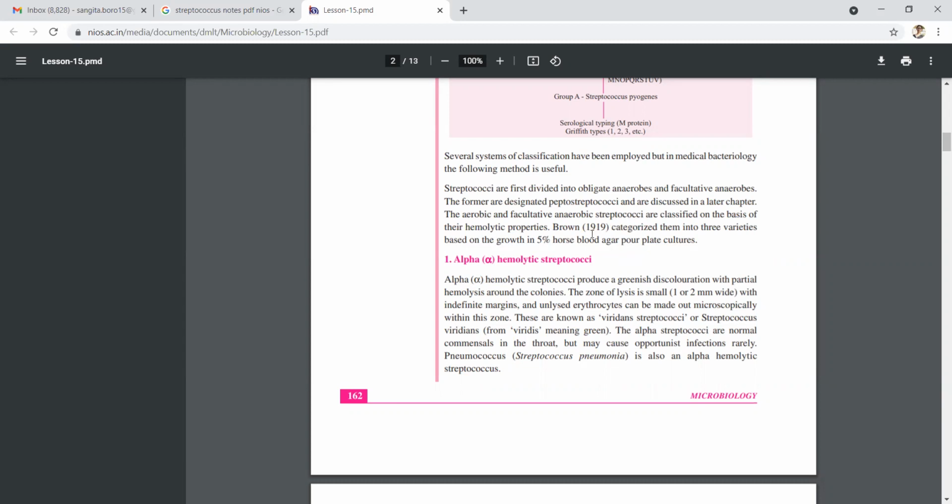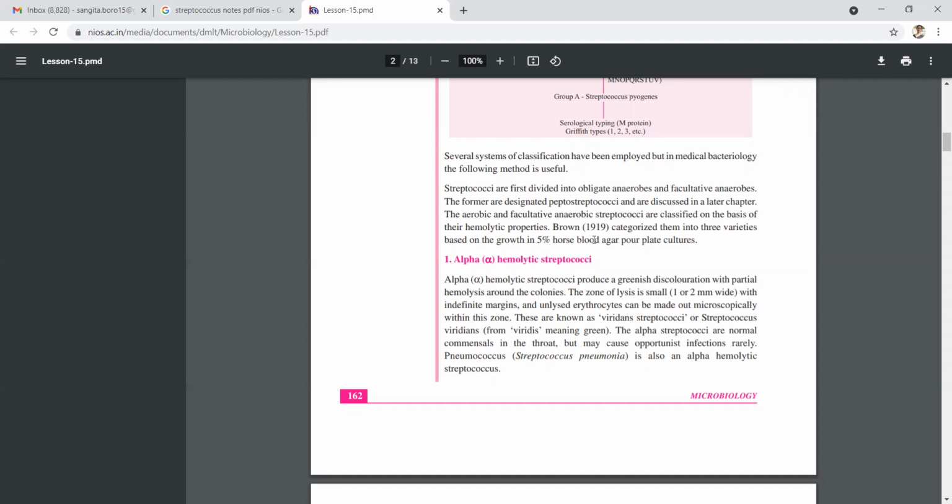This was the person called Brown in the year 1990. He categorized the streptococci into these three varieties. How did he do this? He took horse blood and mixed it with nutrient agar, preparing horse blood agar plates. 5% horse blood he had taken, and then he prepared this special media for growing the streptococci.